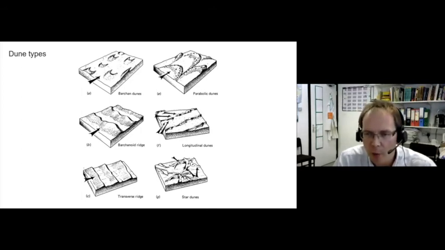Linear dunes are quite common. The other thing that we see is a star dune. A star dune forms under much more complex wind regimes and essentially is a mound of sand with a series of limbs leading away from the central mound. Star dunes are relatively rare in the landscape.